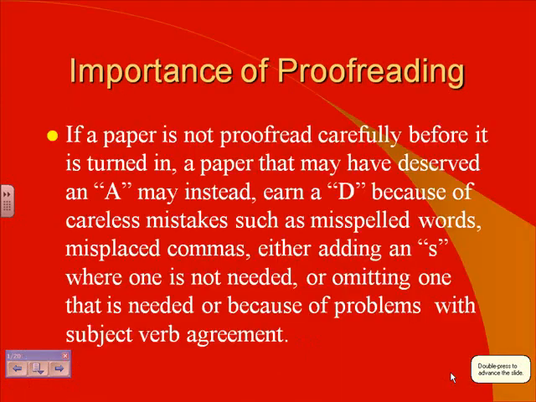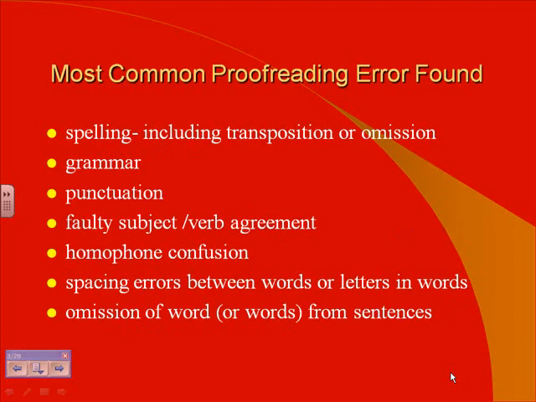Powerful proofreading. If a paper is not proofread carefully before it is turned in, a paper that may have deserved an A may instead earn a D because of careless mistakes such as misspelled words, misplaced commas, either adding an S where one is not needed, or omitting one that is needed, or because of problems with subject-verb agreement.